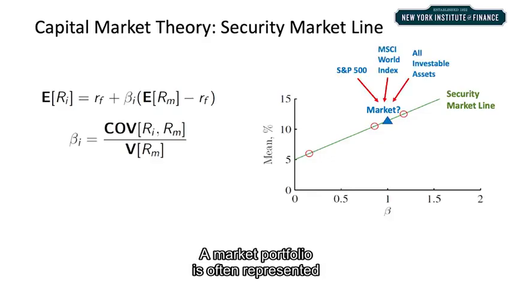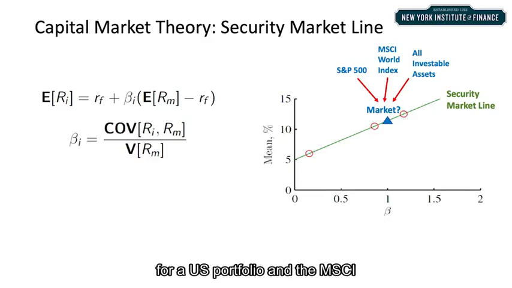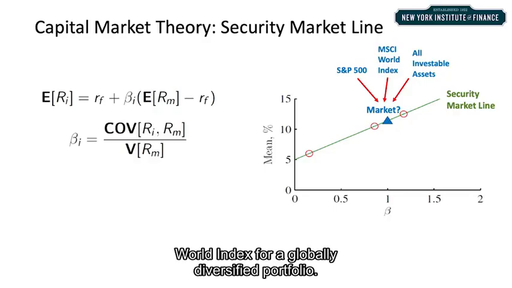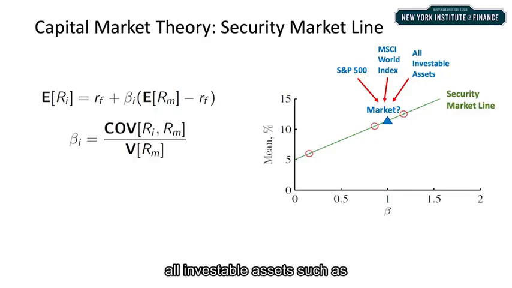A market portfolio is often represented by large cap indexes such as the S&P 500 for a U.S. portfolio and the MSCI World Index for a globally diversified portfolio. Ideally, however, it should include all investable assets such as real estate and alternative investments.